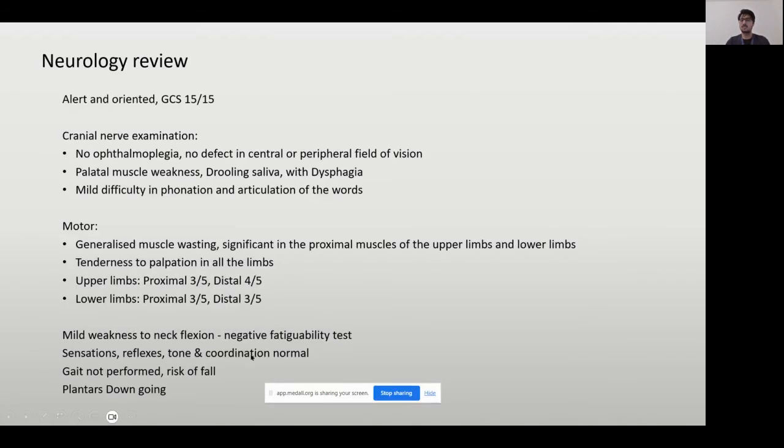Sensation, reflexes, tone, and coordination were normal. His gait was not performed because I was afraid he might fall. He was at risk of falls. His plantars were downgoing.